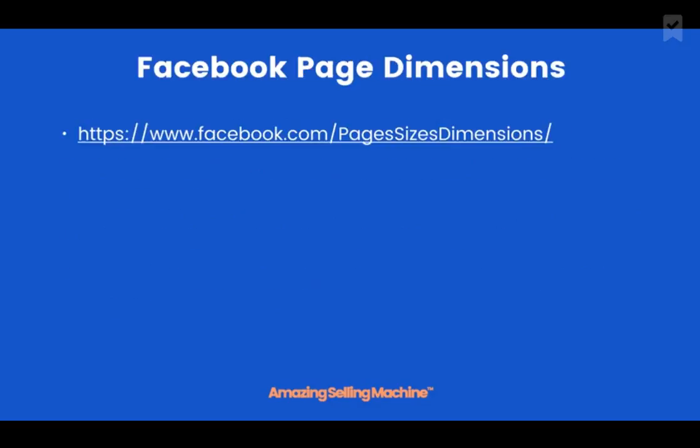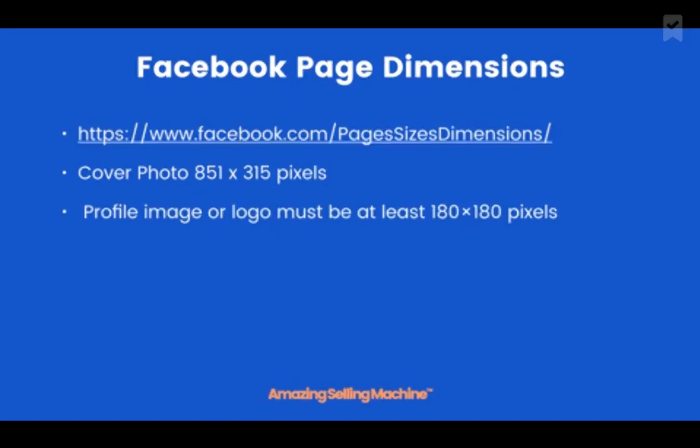Facebook page dimensions. You can go to facebook/pages sizes dimensions/ to see all the relevant dimensions of images and boxes. However, the ones we are interested in are the cover photo, which is 851 by 315, and the profile image or logo, which must be at least 180 by 180 pixels. In other words, it's a square.